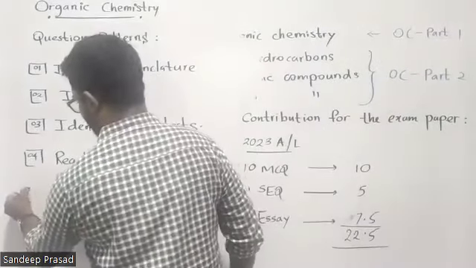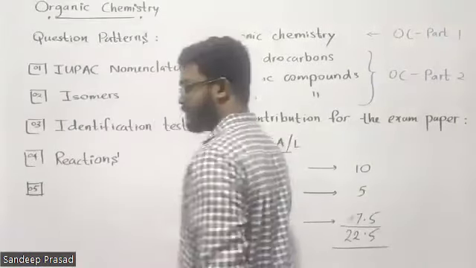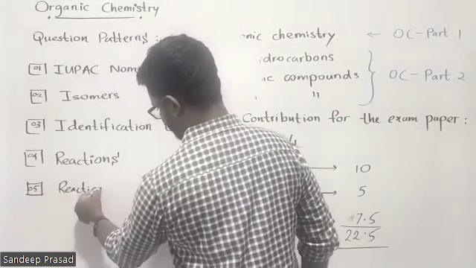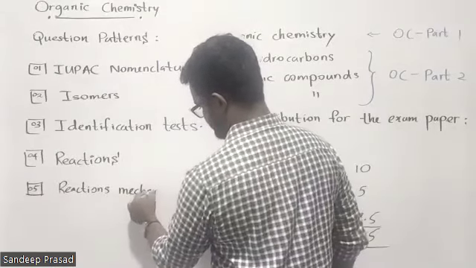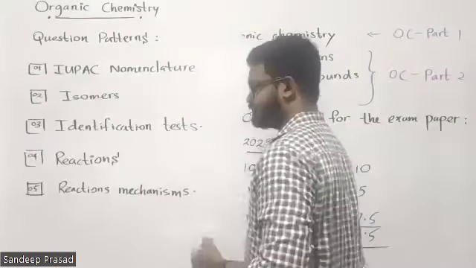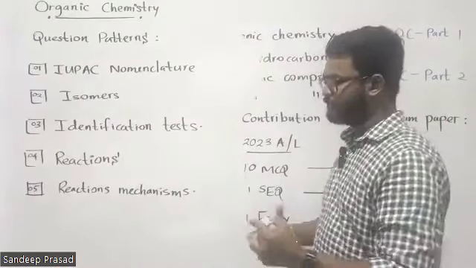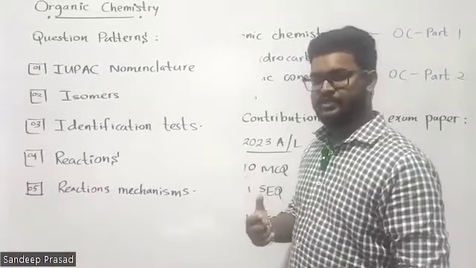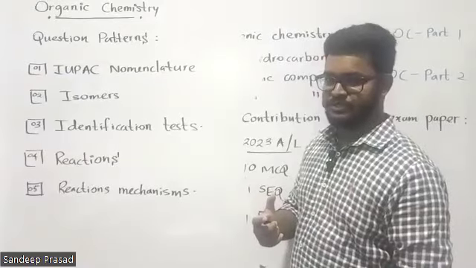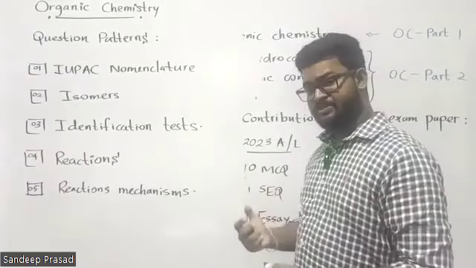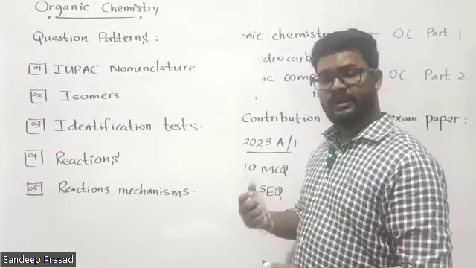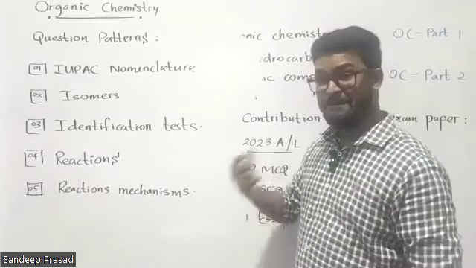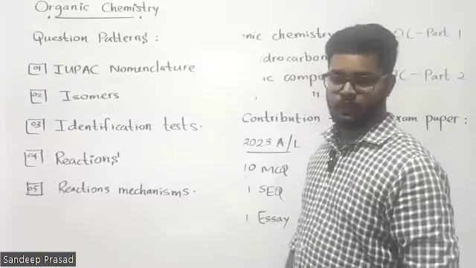So question pattern 5 is reaction mechanisms. That means how the reactions are made, how the compounds are made, right? In organic chemistry, we are going to learn some reactions like electrophilic addition, nucleophilic addition, electrophilic substitution, nucleophilic substitution, acid-base reactions, elimination reactions, free radical reactions. So likewise, so many reactions are there. Under those reactions, we are going to discuss the mechanisms, how the reactions happen.